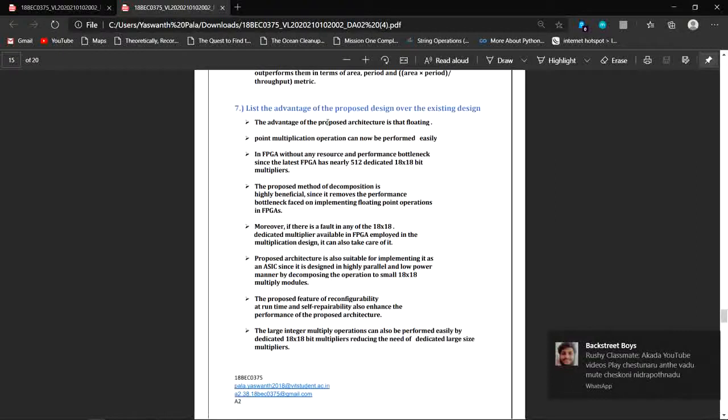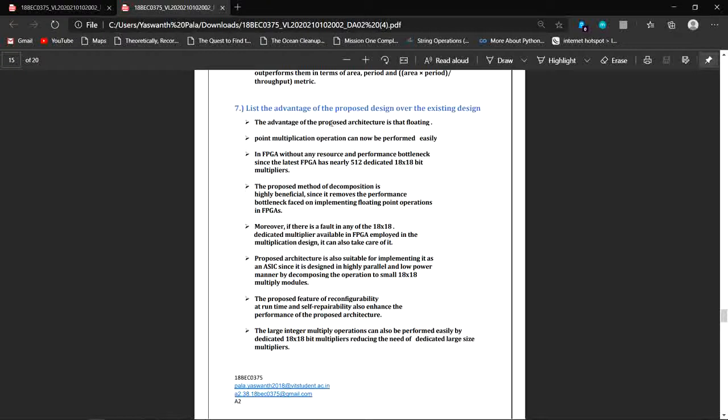And number 7 was to list the advantages of the proposed design over the existing design. So how beneficial is it to upgrade our system from the existing design so that it can clearly make a change and work more efficiently than it used to. As the proposed architecture has its limitations up to the value, the main advantage it proposes is the Mantissa.